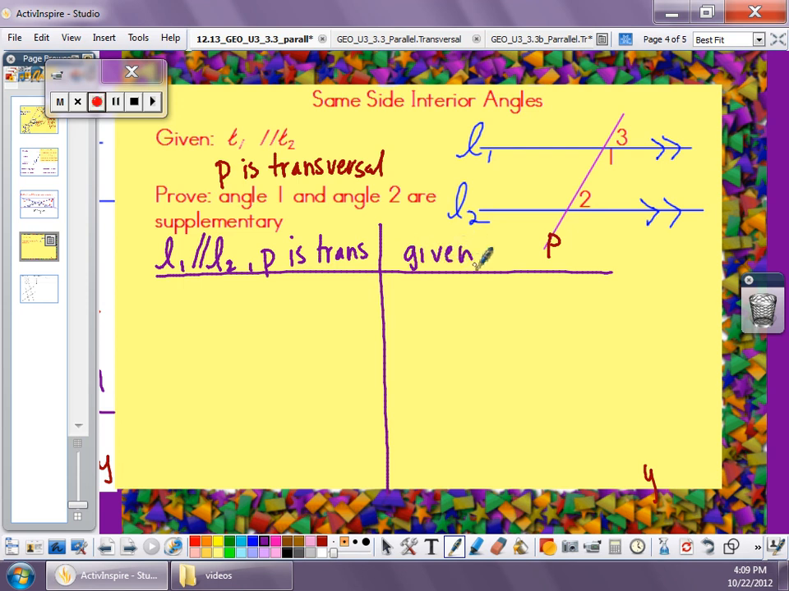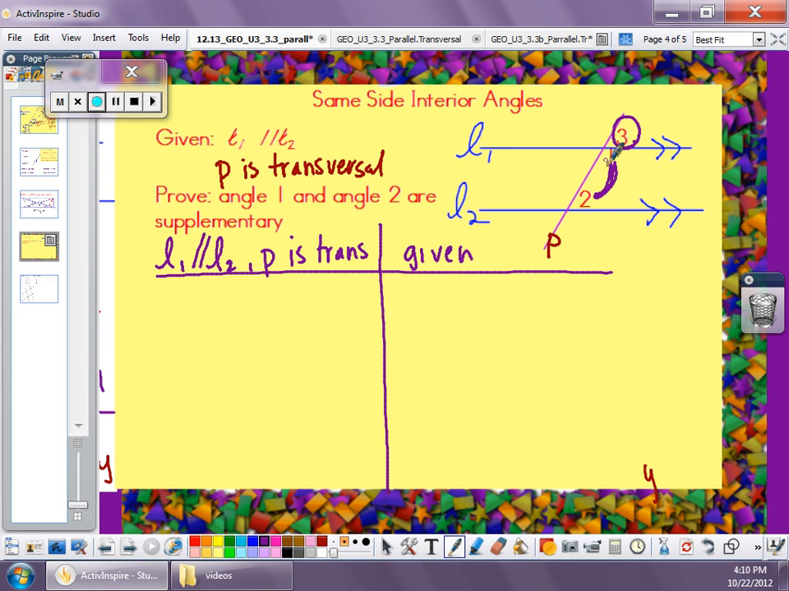Now, I'm going to think about this out loud first. I need to say that 1 and 2 are supplementary. Well, I have angle 3 here somewhere. So my connection has to go through angle 3. Well, 2 and 3 seem to be corresponding, and 1 and 3 seem to be a linear pair. Maybe the connection here is angle 3.